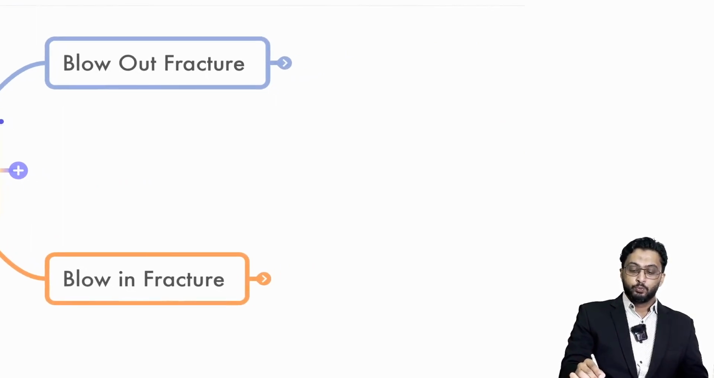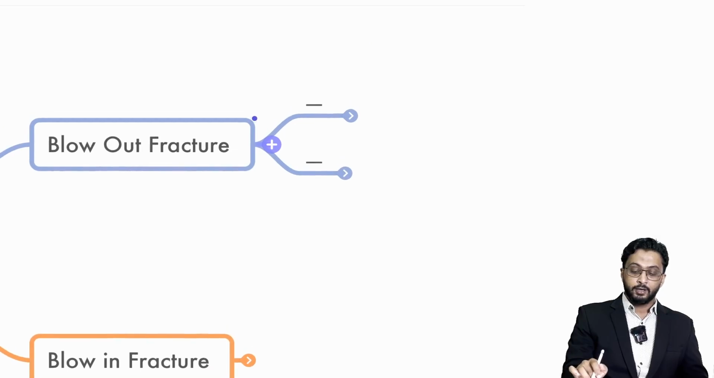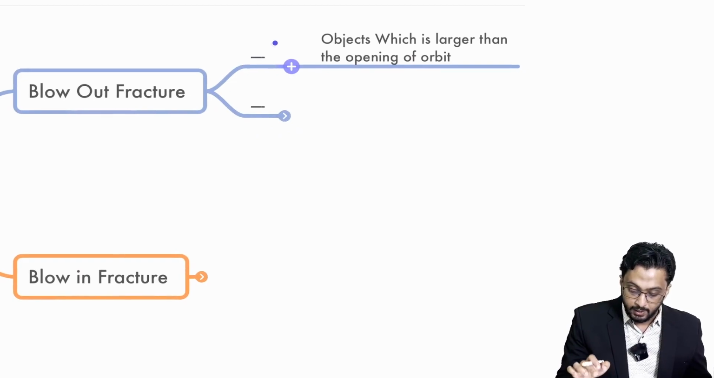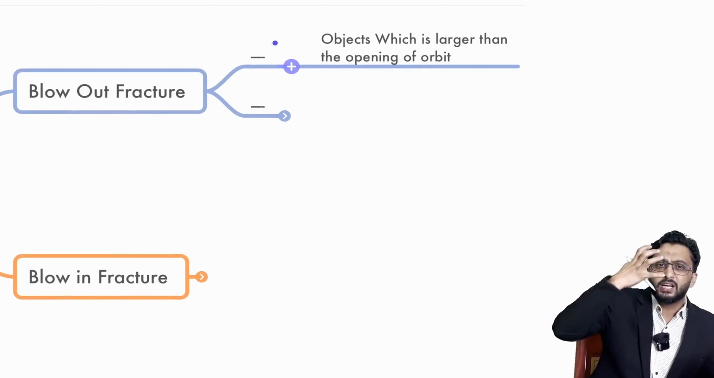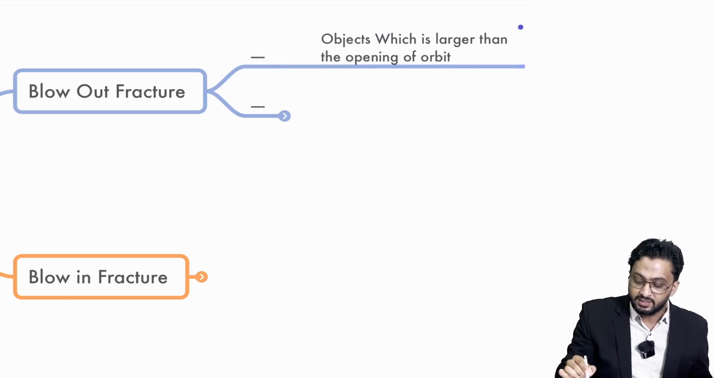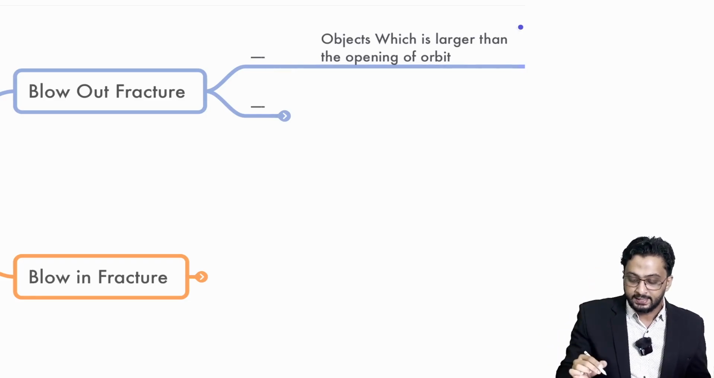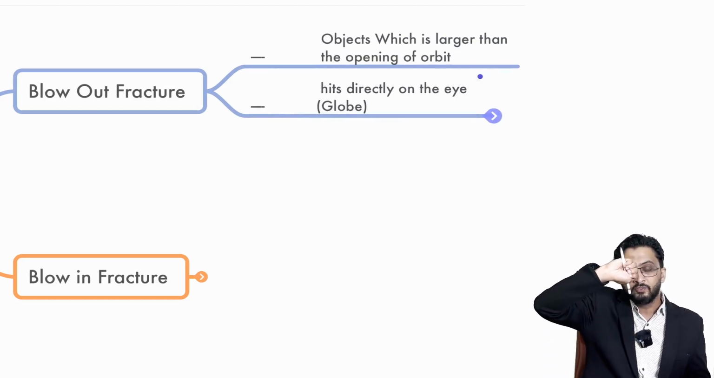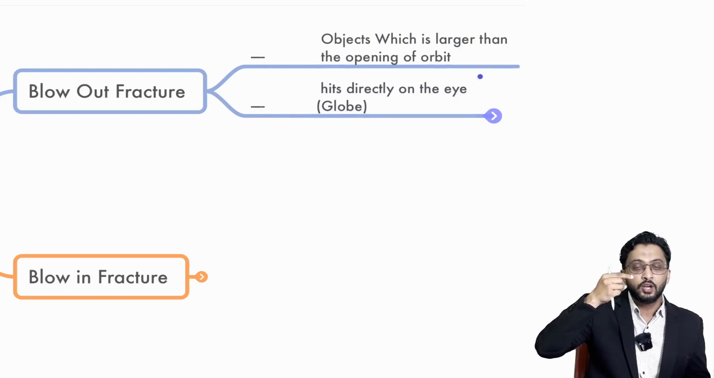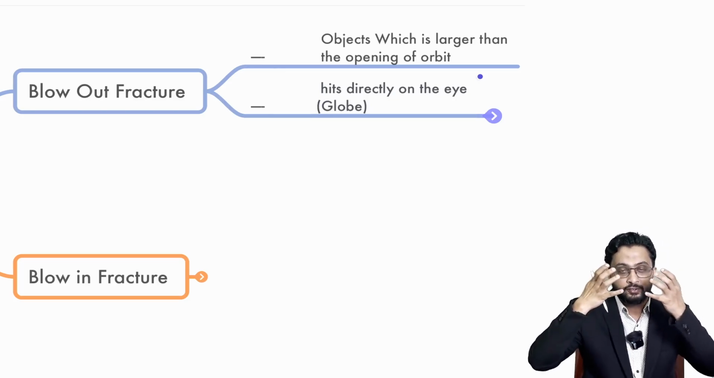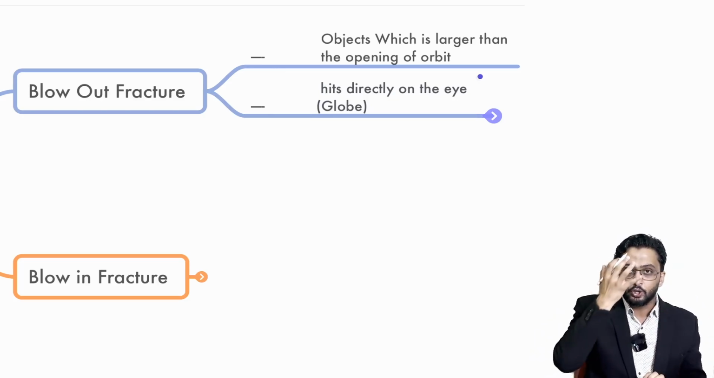Now, what about blowout fracture? What is the direction of impact there? Let's zoom a little bit inside. In a blowout fracture, the object is larger than the orbit, the object which is coming and hitting is larger than the orbital opening. Exactly the opposite happens with your blow-in fracture. And second, in blowout it hits directly on the globe, whereas in your blow-in fracture, it hits directly on the rim. So the rim fractures.